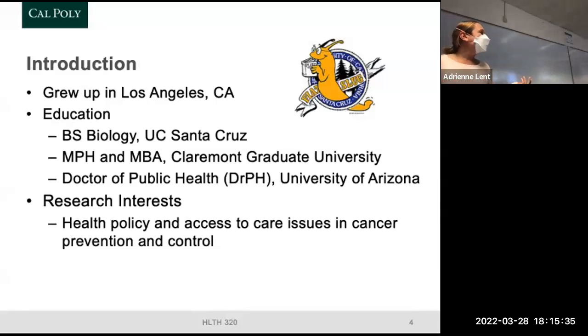I grew up in Los Angeles. I'm from California. I got my undergraduate degree in biology from UC Santa Cruz. Thought I wanted to go to med school and then very quickly realized I did not want to do that. I then got my master's of public health and my MBA from the Claremont colleges in Southern California. And then I got my doctor of public health degree from the University of Arizona. My degree is in public health policy and management. So a lot of my research is focused on health policy, access to care issues, primarily around cancer prevention and control. A lot of my career, I've worked at a cancer center. And so a lot of my research has been cancer focused.